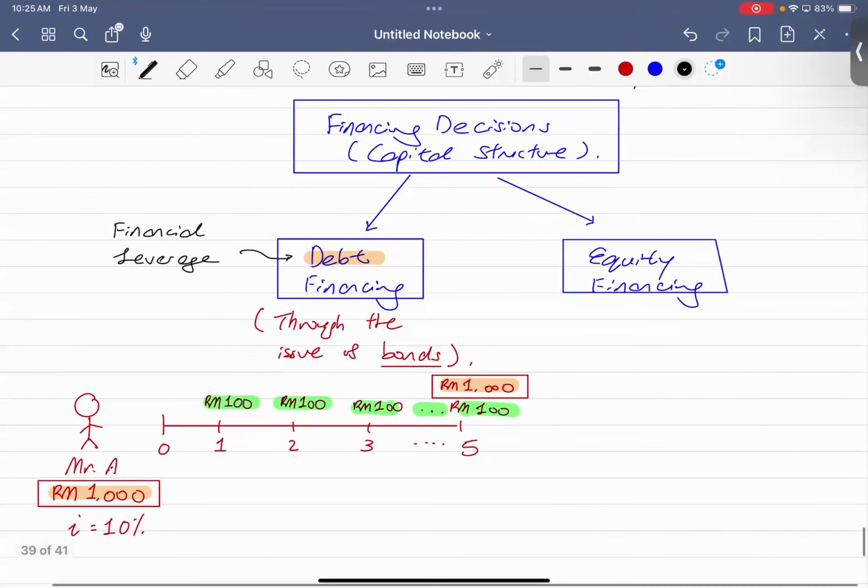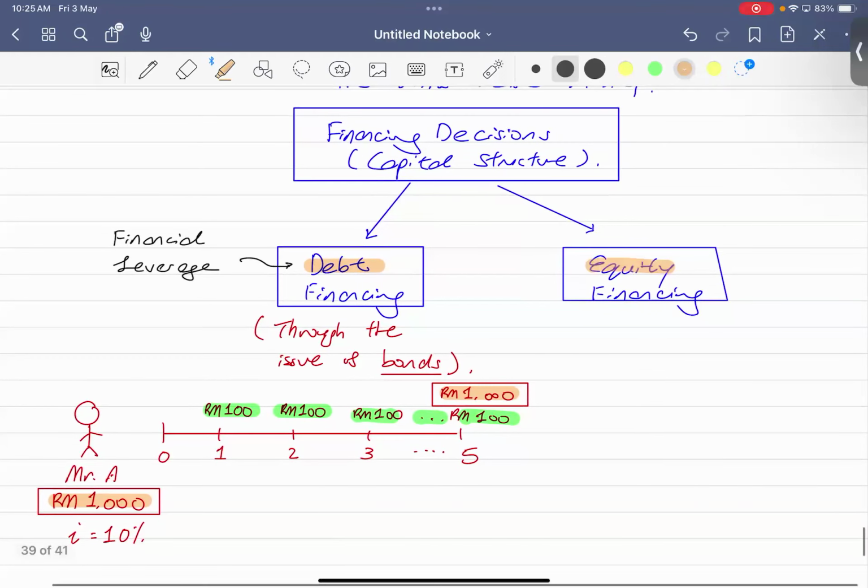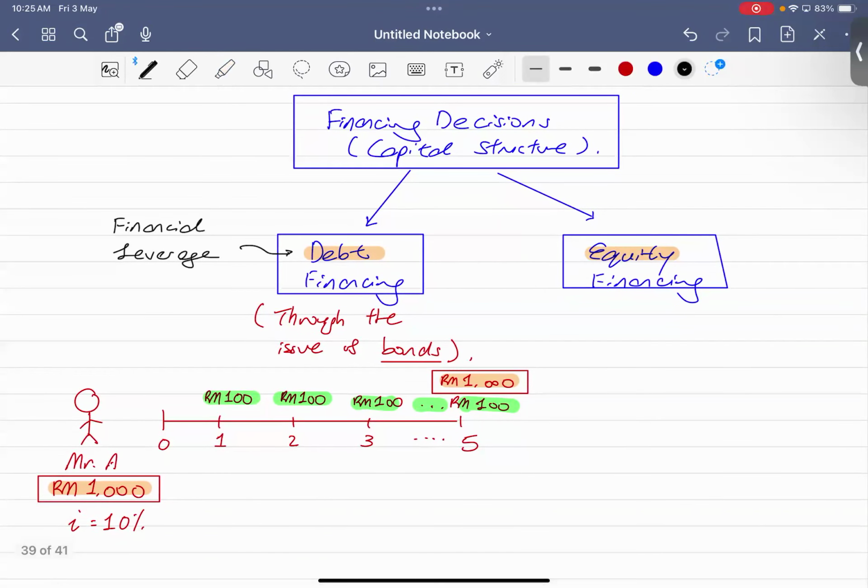Now, on the other hand, we have equity financing. Equity financing means what? For now, I want you to remember equity always means shares. That means today you can raise money from the issue of shares as well. So equity financing means through the issue of shares. Today you sell the shares. Let's say for example you publicly list your company on the stock exchange so that people can buy the shares of the company. Whenever people buy the shares of a company, money will be flowing into your business, and that is also another way for you to raise money. So these are the two main ways of raising money, and this is under financing decisions, which you will learn in more detail in terms of calculations in the later chapters.